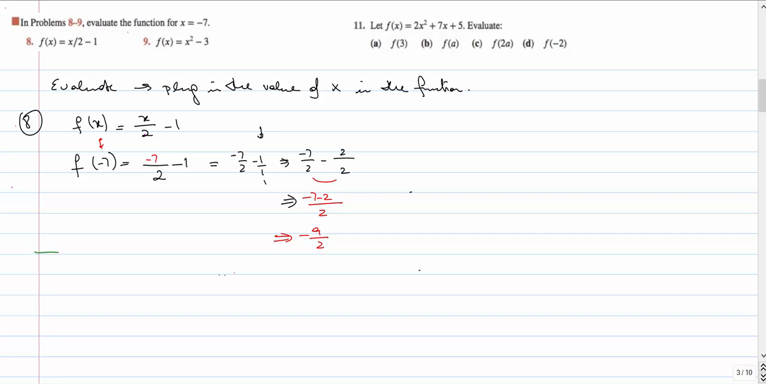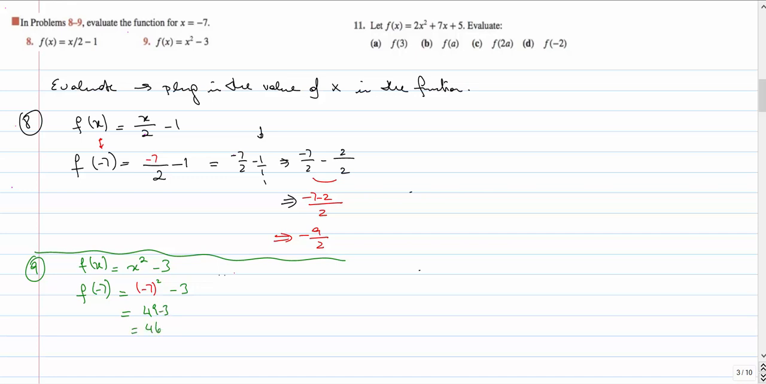For problem 9, I want to find, if my function is x squared minus 3, f of -7. Wherever I see x, I substitute -7. -7 squared is 49, and minus 3 is 46. The answer for 9 is then 46.